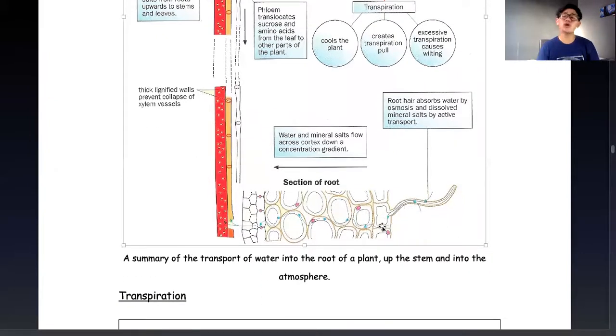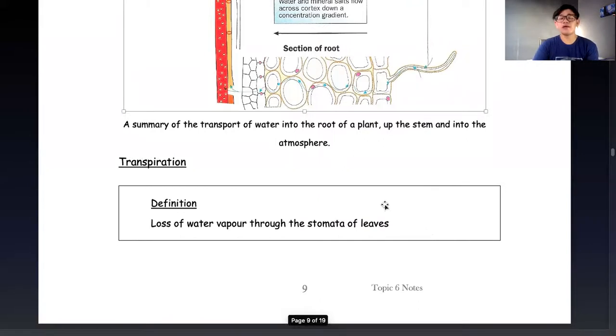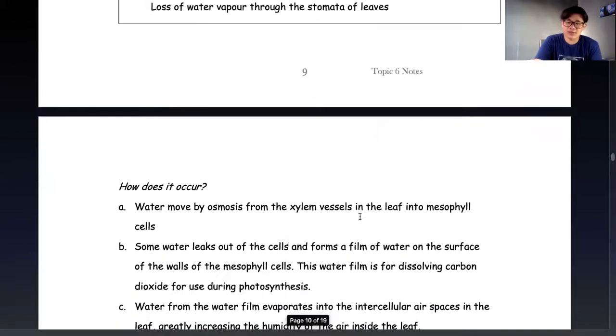And that's why in large trees, the plants can actually lose up to, I don't know, I think it was a few liters of water every day. Just from transpiration, they can lose up to a few liters of water. And a few liters is quite a lot, especially when we're talking about water vapor. So transpiration is the loss of water vapor through the stomata of leaves.